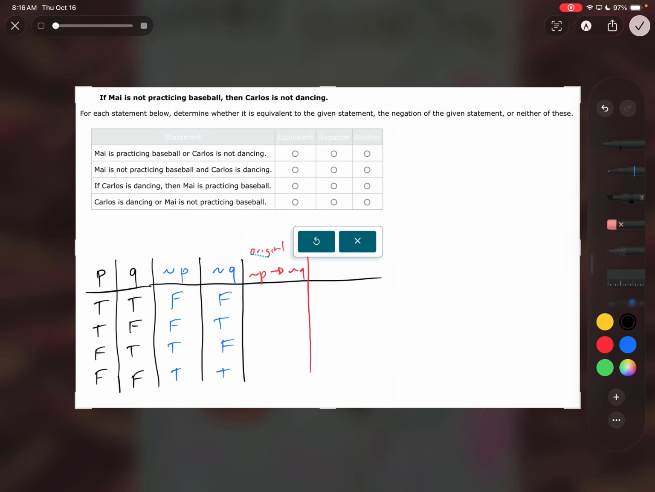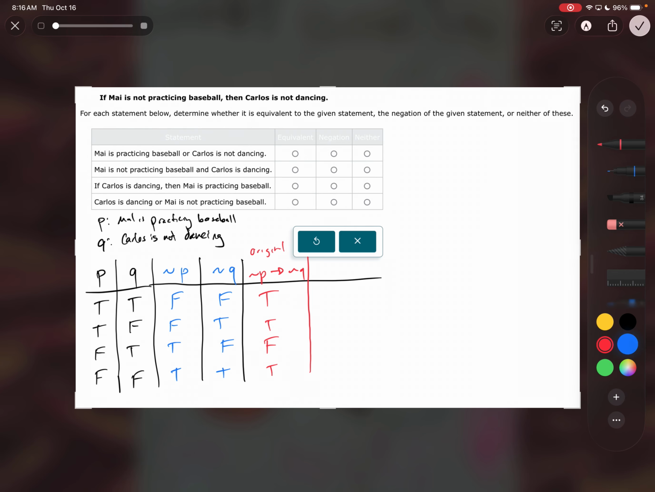So I'm making, like we need to write it out, P would be Mai is practicing baseball. Q would be Carlos is not dancing. All right, so the rule for if then would be if the first is true and the second is false, and we're using the not P column right here. So not P, not Q. If not P, then not Q. If the first is true and the second is false the whole thing is false, all the others should be true. Okay, so that's my original.